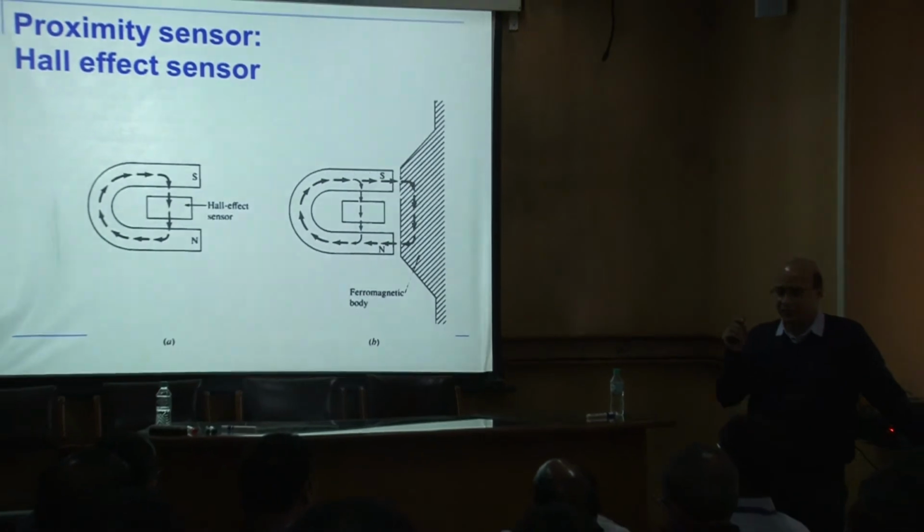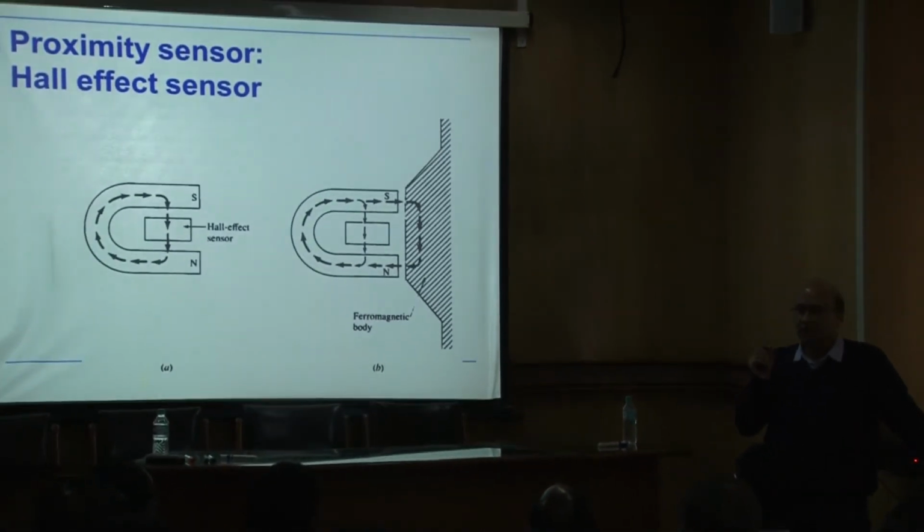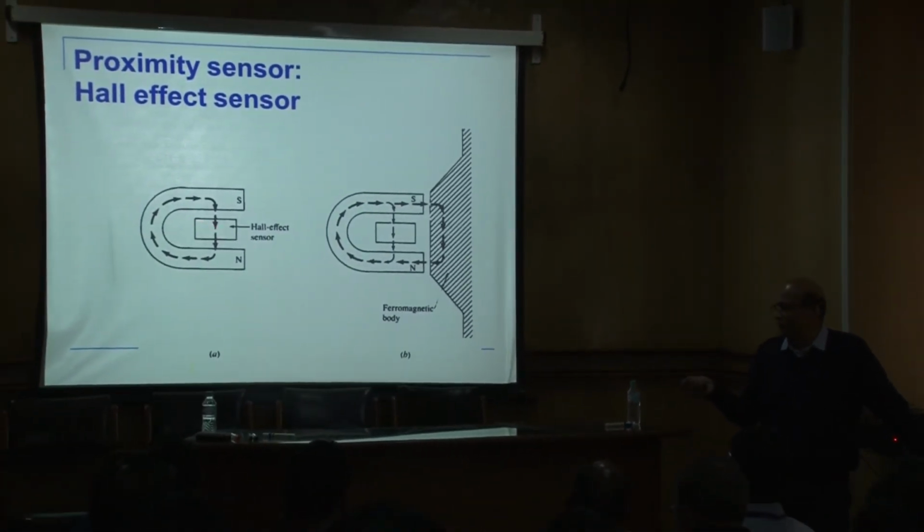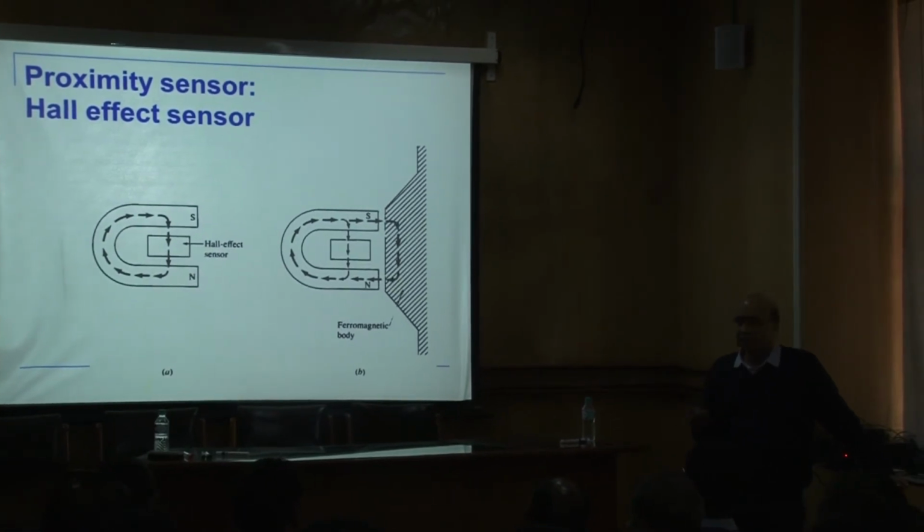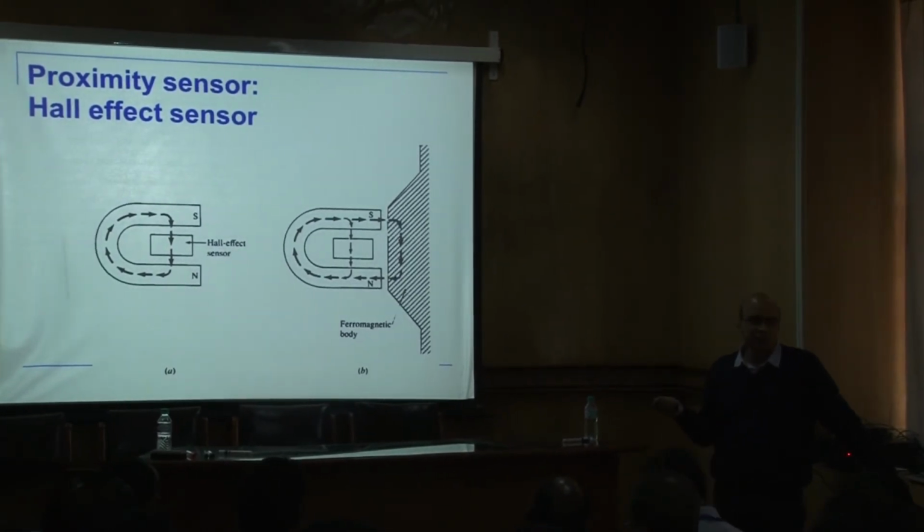So essentially, what is done is they use the Hall effect sensor. Now this Hall effect sensor is a MEMS sensor. It's very small. It's about 2 millimeter only, and there are no moving parts. So it's a solid state device. It's not very expensive. It's hardly 200 rupees.